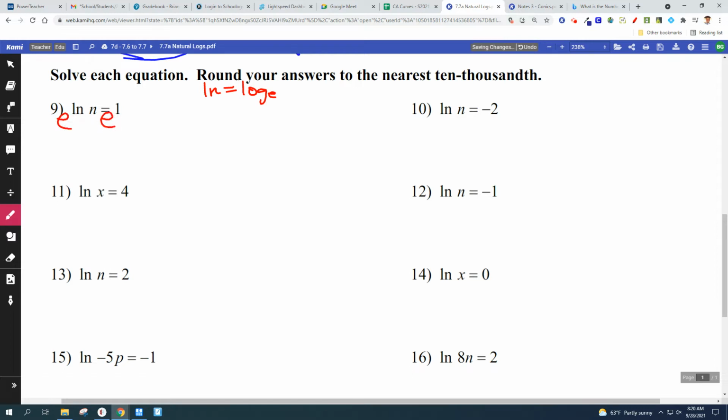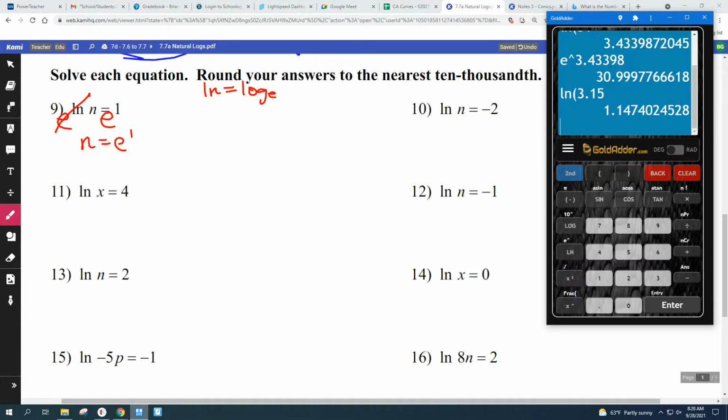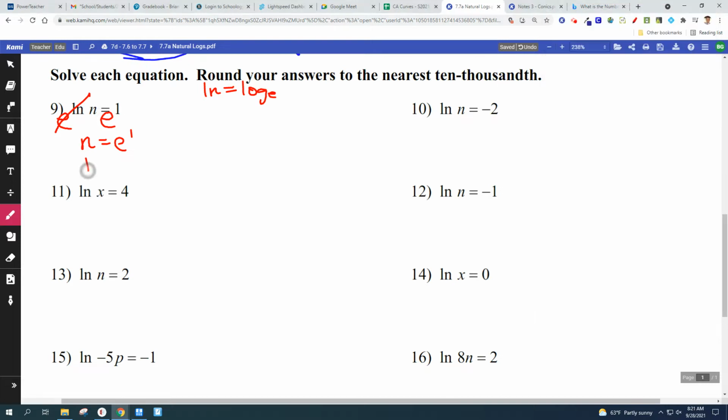sides. Now, this is important that you know how to do this, because in the last problem, it canceled out. But in this problem, it only cancels out on one side. I'm looking at n equals e to the first power. All right, do you guys remember what e to the first power is? 2 point something, yeah. So we're looking at Euler's number right there, 2.7183. Remember, it said round to 4 decimals. N is about 2.7183.